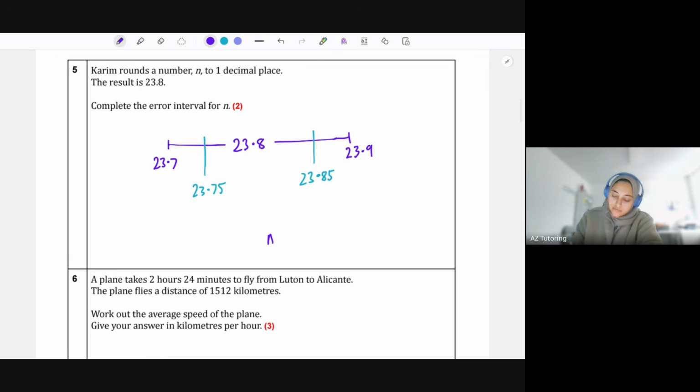Error interval for n. So n is less than 23.85. Remember, it can't equal it, because if it equals it, then this 5 can round the 8 up to 9, and we don't want that. We want 23.8. That's the reason why we don't have the equal sign under there. However, n is more than or equal to 23.75, because again, if this was equal to 23.75, the 5 would round up the 7 to an 8, which is what we want. That's the answer. Okay, so that's the error interval for question 5.